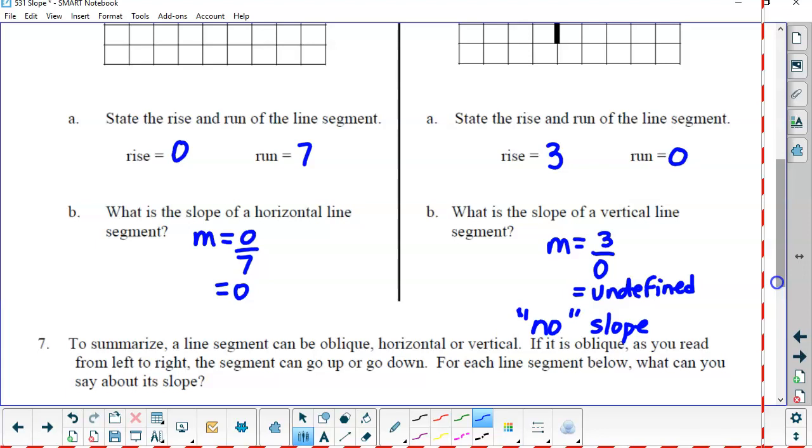So 0 slope is horizontal. Think about running on a horizontal road. You're not going up at all. 0 slope. Vertical line, we call it undefined slope. You can't really get up a vertical line, right? You need help with pulleys and all that kind of stuff. So there's no slope on that.